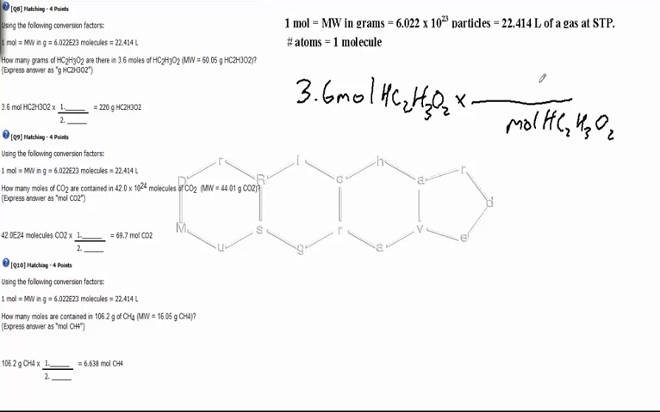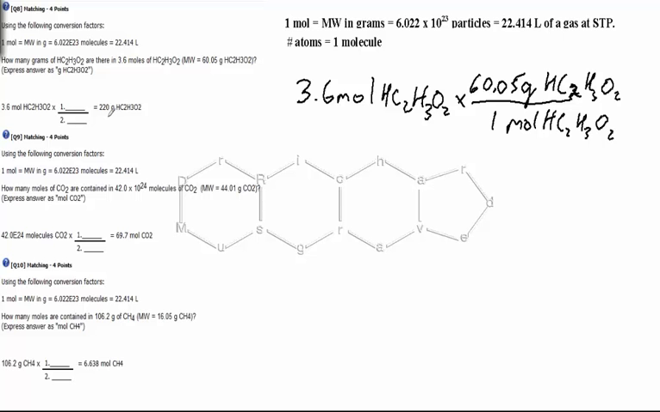Okay, so we need grams, and I'll put grams of HC2H3O2 on top. So we need a relationship between these two, and the relationship will be that 1 mole is equal to molecular weight in grams. So 1 mole goes down here, and the molecular weight is given to us, 60.05 grams. And the answer is going to come out to 220 grams of this.